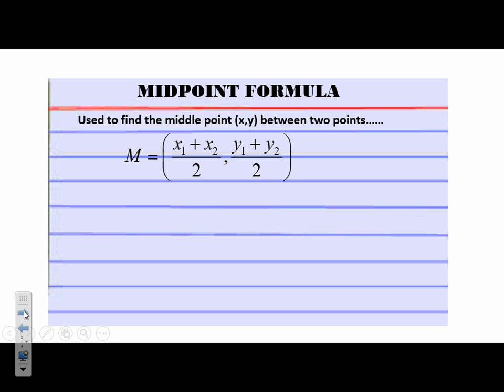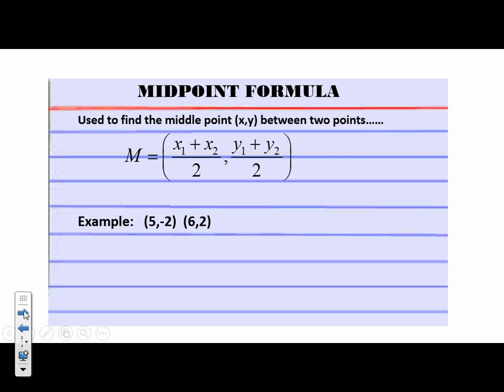M, or the midpoint, equals the point you get when you take the x from the first coordinate plus the x from the second coordinate and divide it by 2, and then y from the first point plus y from the second point divided by 2. So we're going to take these x and y numbers, add them together, divide them by 2, and that's going to give me the midpoint between two given points.